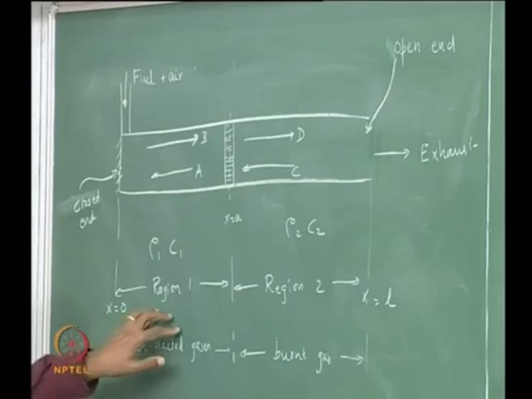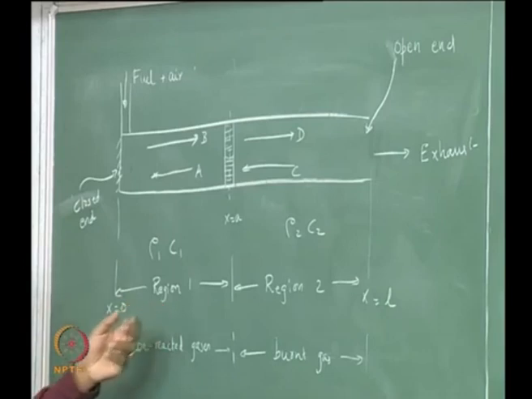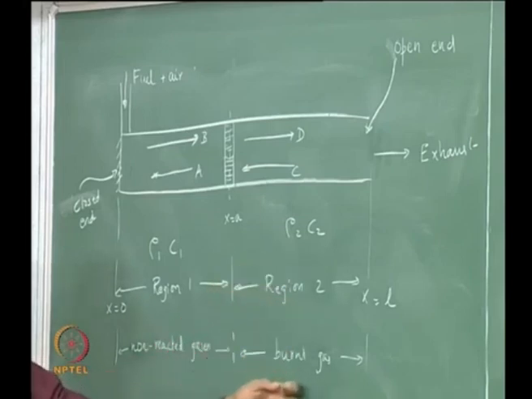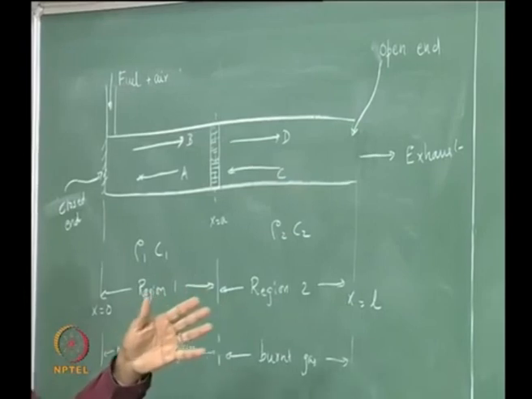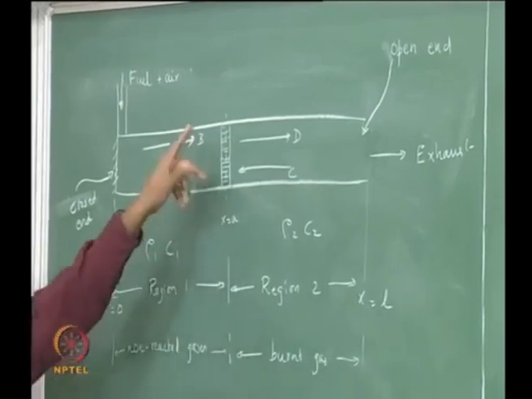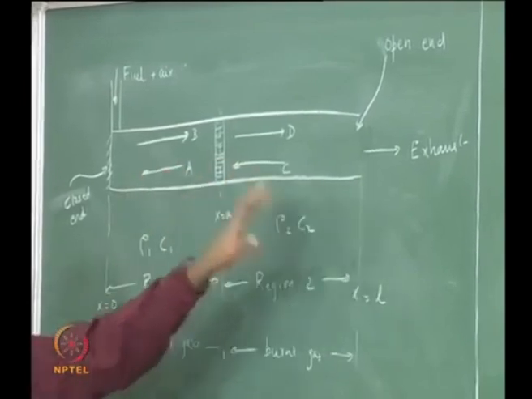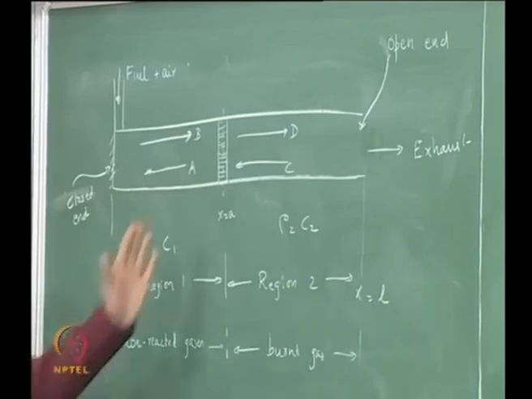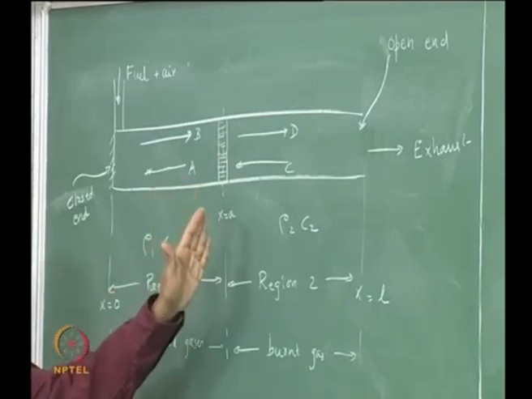You divide the region into two regions. There is a region 1 to the left of this flame, which is cold unreacted gases, and there is a region to the right of the flame, which we call region 2, which has burned gases, which are hot. And there is no unsteady heat release to the left of x equal to a or to the right of x equal to a. All the unsteady heat release is compacted here, and we are assuming a compact heat release zone. So on either side, we can use the solutions to the acoustic field which we already derived, but then we will have to match the solutions for pressure and velocity across this unsteady heat release rate. So that is the crux of the matter.